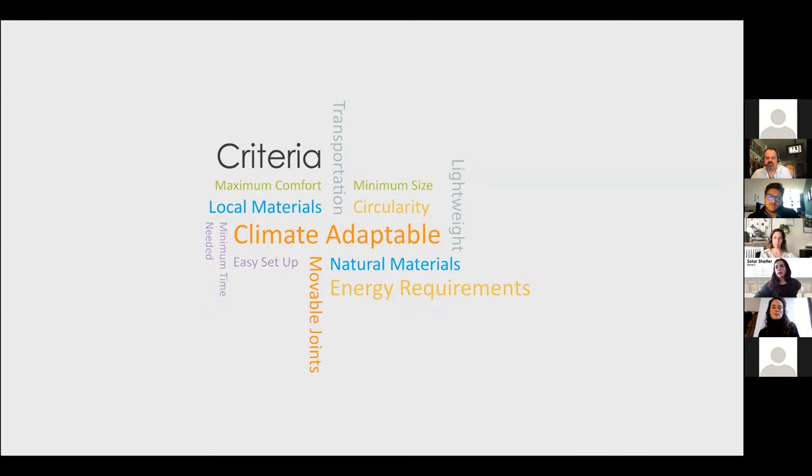So these are the components that you have to keep in mind for the rest of the presentation. We are looking for a climate adaptable structure made out of local materials, providing maximum comfort within the minimum size, and that is easily transportable by a truck.